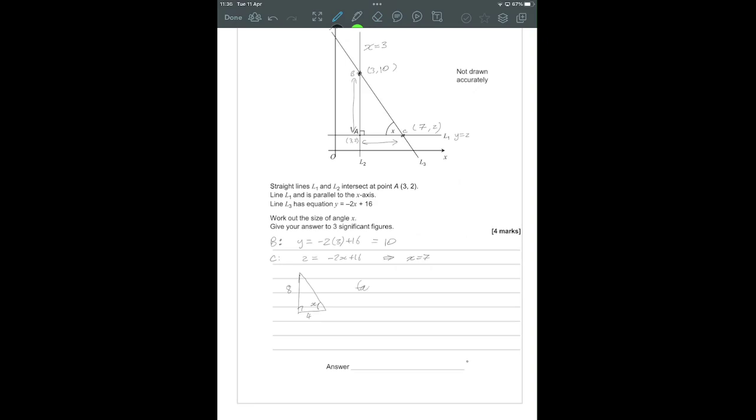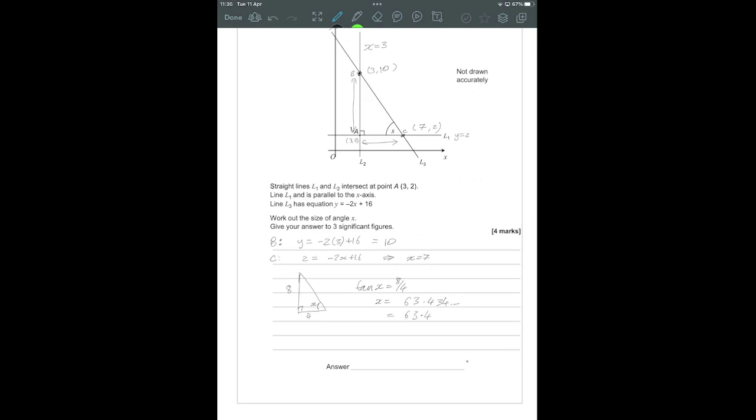So that's saying that tan of x, because I've got opposite and adjacent, is the opposite over the adjacent. So we're doing tan inverse of 8 over 4, tan inverse of 2, gives me my angle of 63.4, etc. It wanted it to 3 sig fig, so I'm going to give it to 3 sig fig.